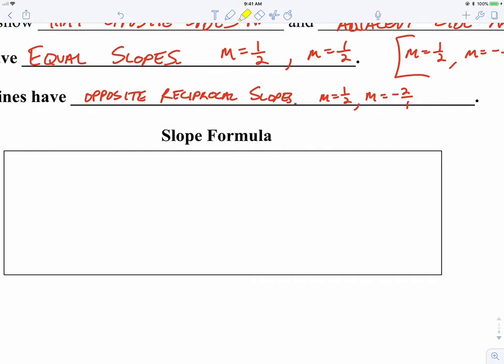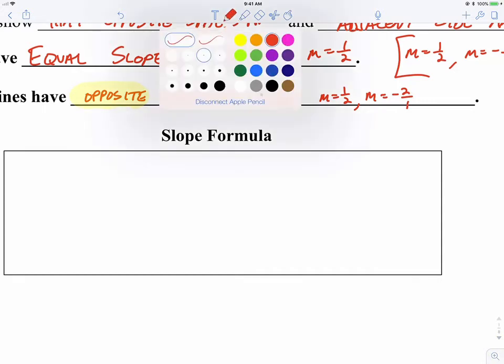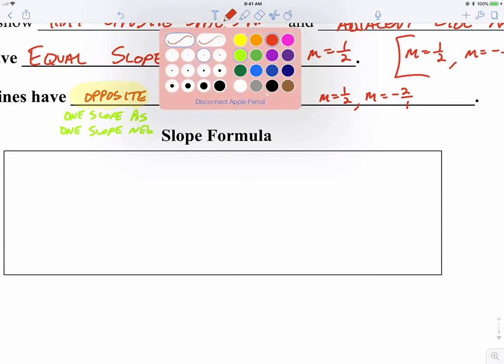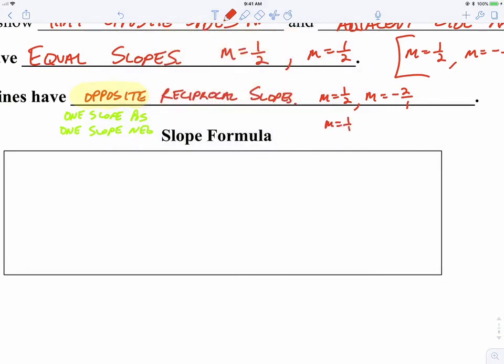Let's look at the opposite part. Opposite means that one is positive and one is negative. So that's the case here, right? One slope positive, the other slope negative. The reciprocal part means that we flip them. If I have 1/2, then the other one would be 2/1. And keep in mind that it's probably not going to be expressed as 2/1, they would write it like that. Those are opposite reciprocal slopes.